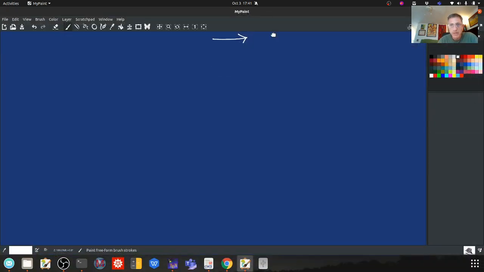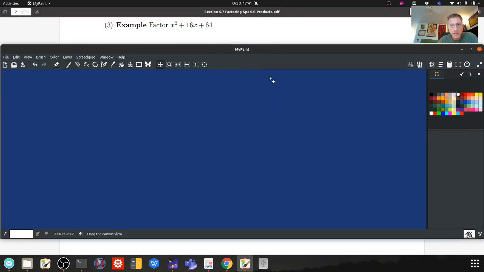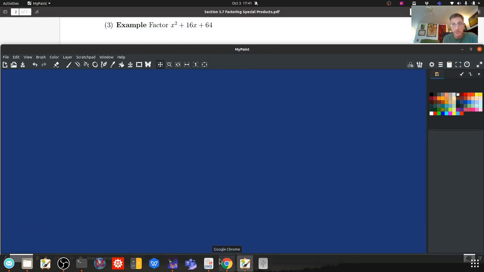So what we'll do is, for a perfect square trinomial, I will give you some checks. When we're doing a trinomial that has 3 terms, the middle term is non-zero, so it has 3 terms. So x squared plus 16x plus 64. So this is what we want to do.